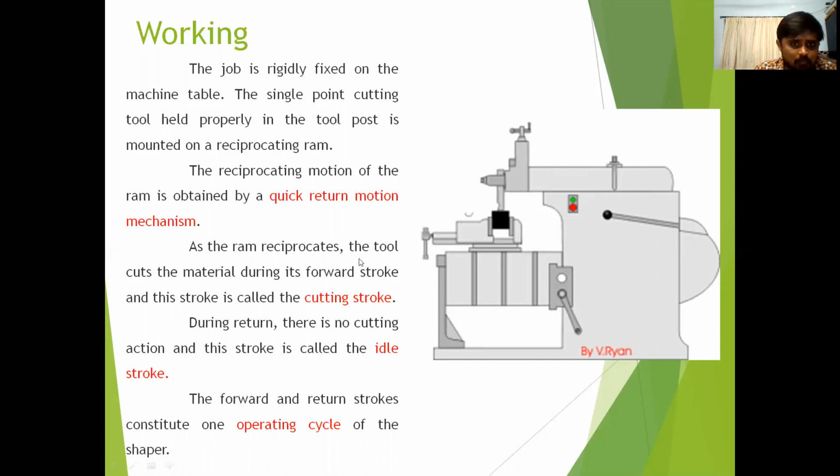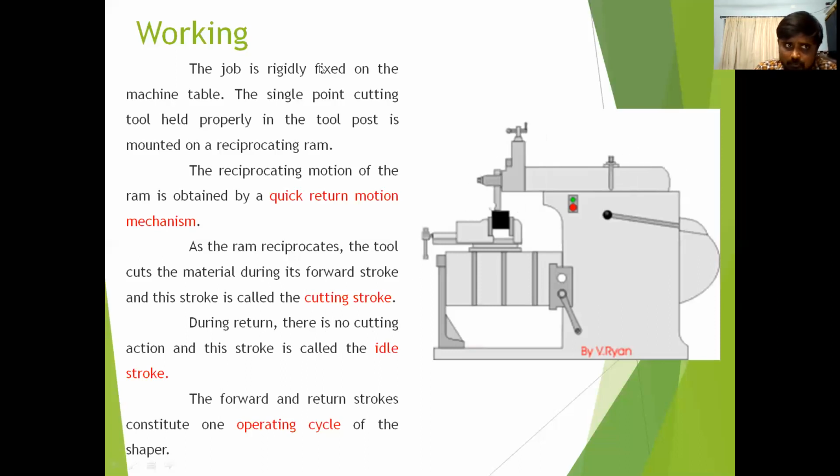As the ram reciprocates, the tool cuts the material during its forward stroke, and this stroke is called the cutting stroke, because only during the forward stroke the cutting action takes place and the material is removed from the workpiece. During the return, no cutting action takes place. That's why it is called the idle stroke.